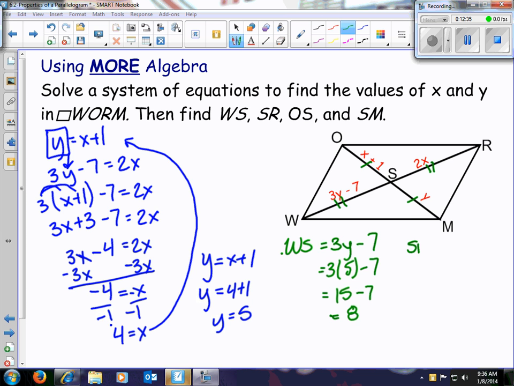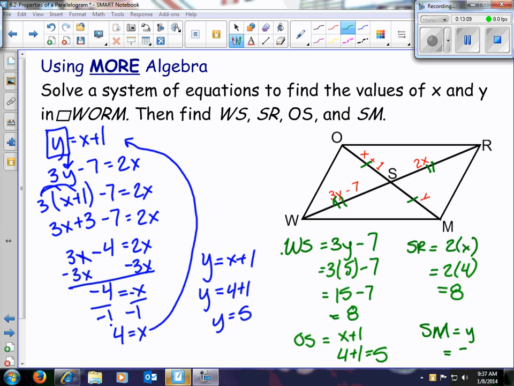Now I need to do SR. SR is equal to 2 times x, and x is 4, so we have 2 times 4, which equals 8, and that makes total sense because this segment should be congruent to this segment. Now, I need OS is equal to x plus 1, x being 4, so we have 4 plus 1 equals 5, and my SM is just equal to y, which is equal to 5, which makes sense because, again, these two should be congruent to each other.